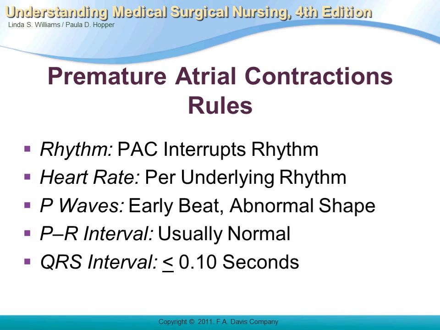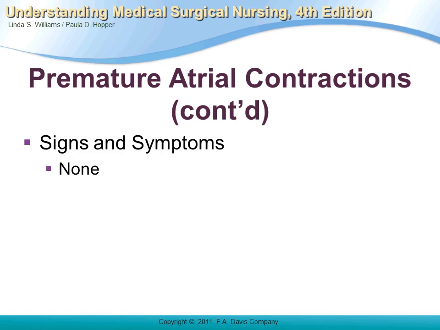The P waves will come early, and that P wave will be abnormally shaped. It won't be like the other P waves that go along with the normal rhythm. The PR interval, however, is usually normal, and the QRS interval is normal, less than 0.1 seconds.